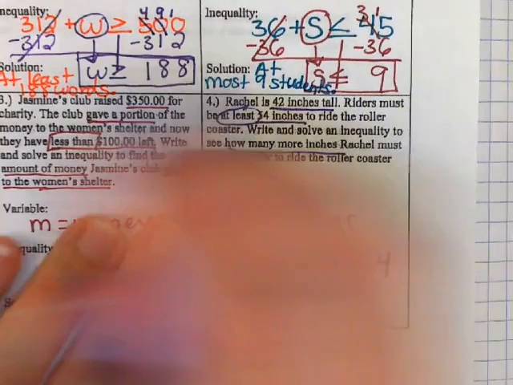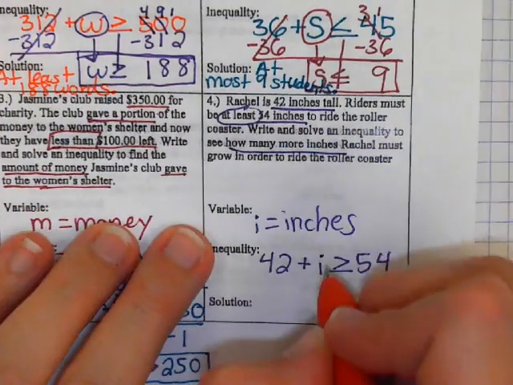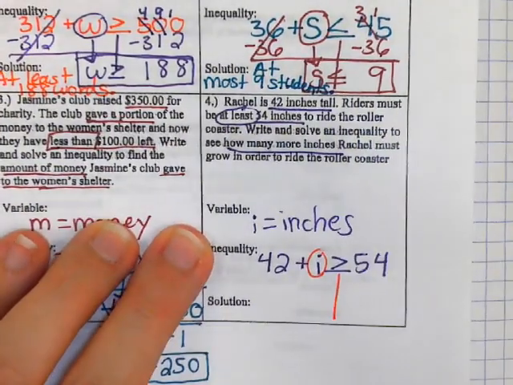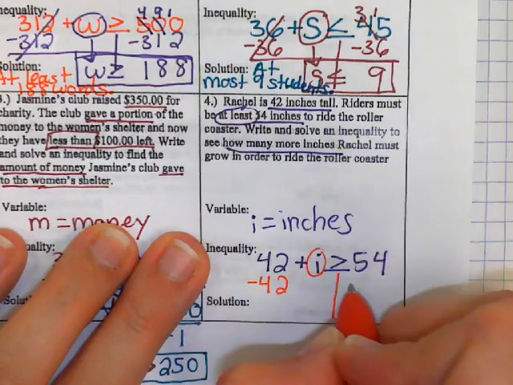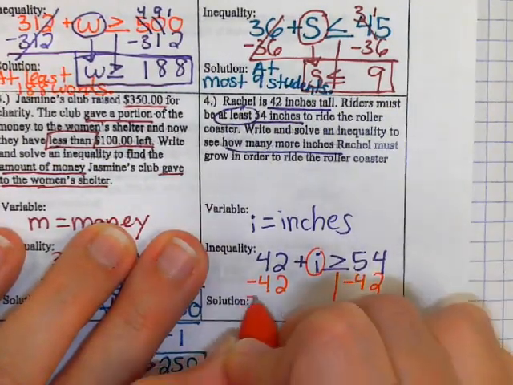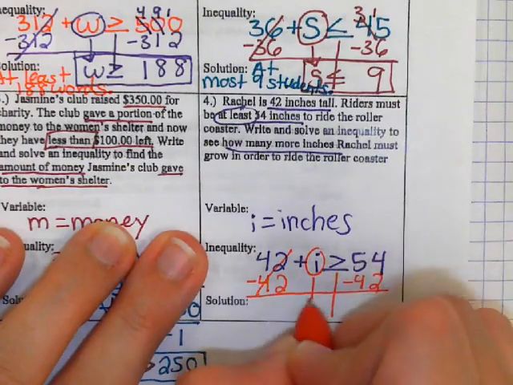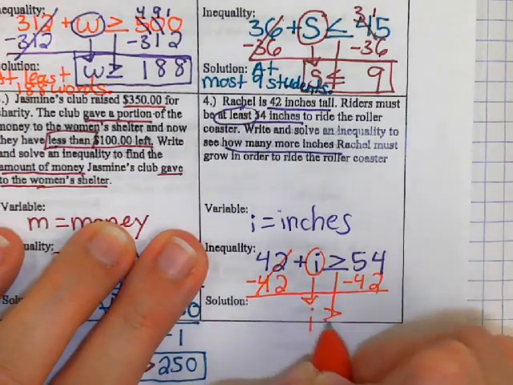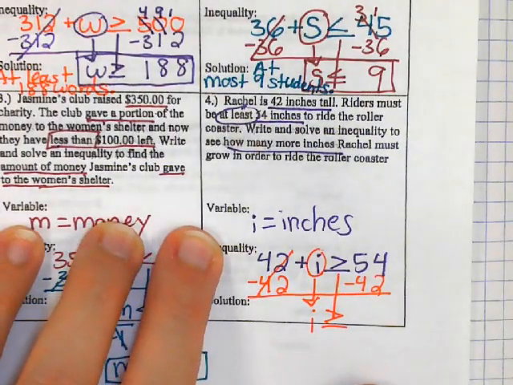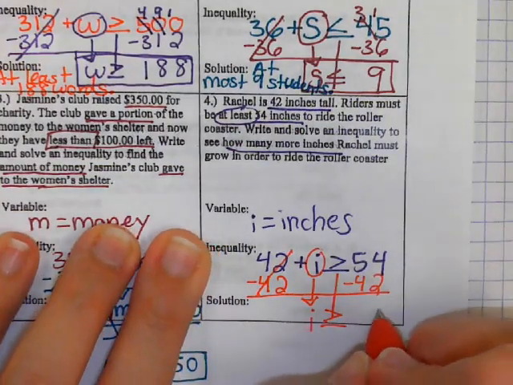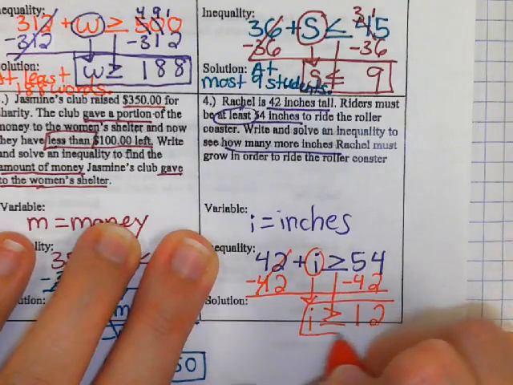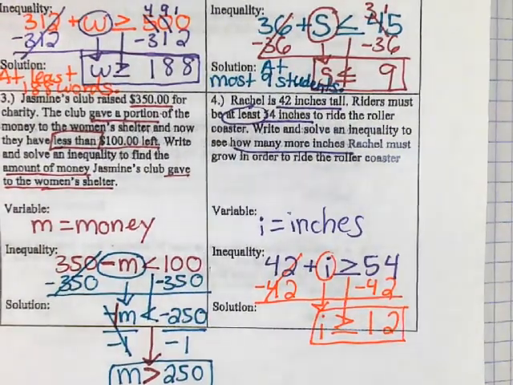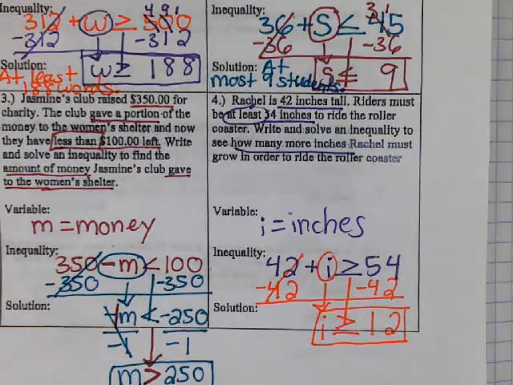Okay, so now let's find the variable, draw the line, and solve. Positive 42, so I'm going to subtract 42 from both sides. Bring down my variable. I is greater than or equal to 54 minus 42. Well, 4 minus 2 is 2. 5 minus 4 is 1. So she needs to grow at least 12 inches.